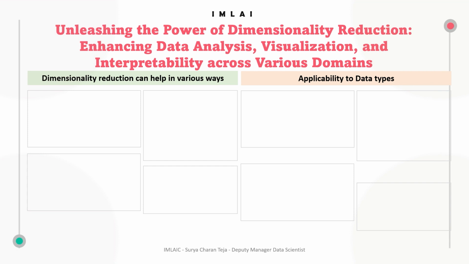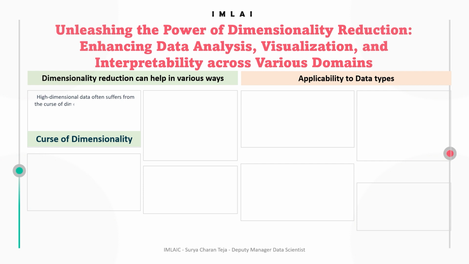The first one is curse of dimensionality. So high dimensional data often suffers from the curse of dimensionality, which can lead to increased computational complexity, decreased model performance, and increased risk of overfitting. So dimensionality reduction methods mitigate these issues by reducing the number of features.